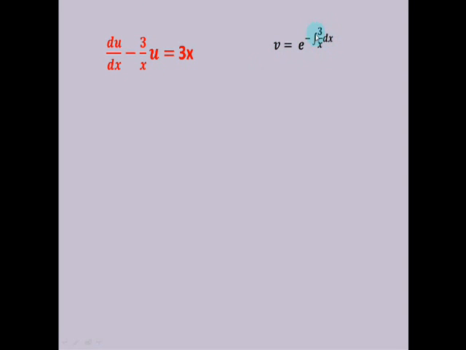So integrating this part, we have v equals e to the negative 3 ln of x, which is just equal to e to the ln x to the negative 3. Then e and ln will just cancel out. So what's left now is x to the negative 3.